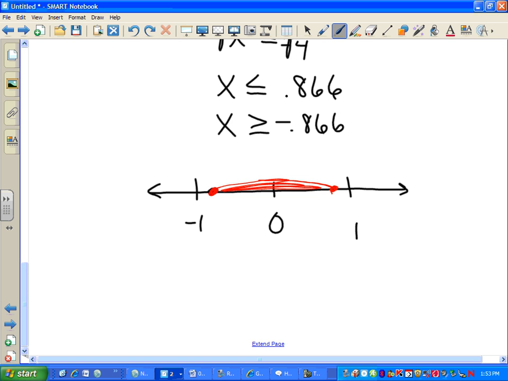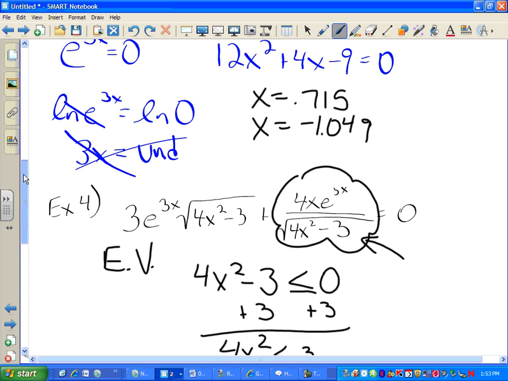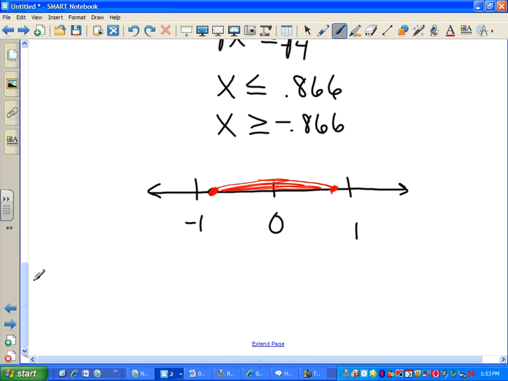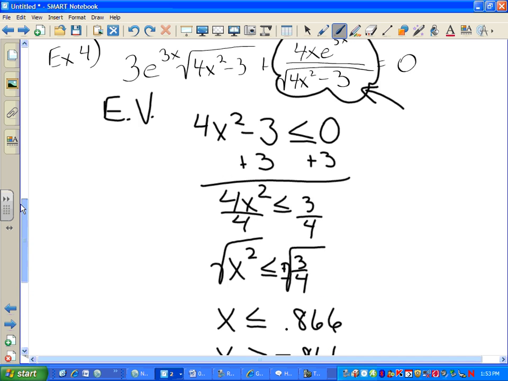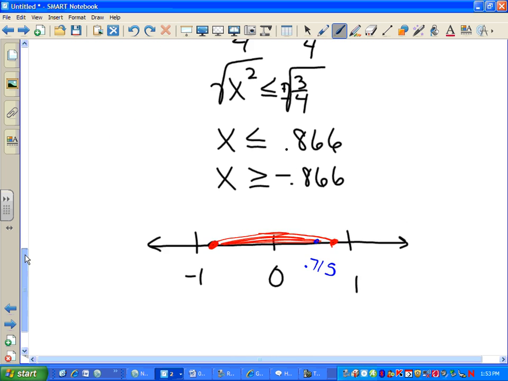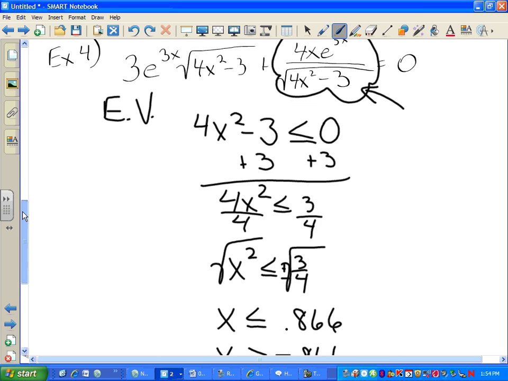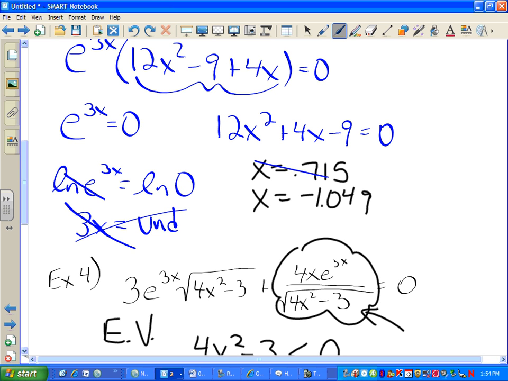Let's go back and look at the answers that we got. We got 0.715. Where would that be on my number line? That would be right here. Change colors again. 0.715 is one of our answers we got. The other answer we got was negative 1.049, which would be about here, negative 1.049. Clearly, you can tell that this number is landing within our excluded values. So let's go back up. This is out. This one's the keeper. We're going to keep that one.